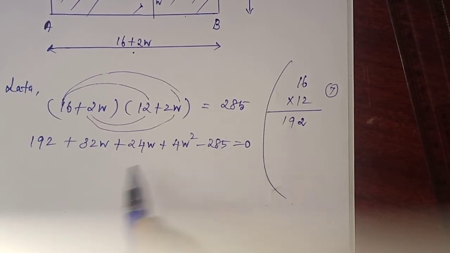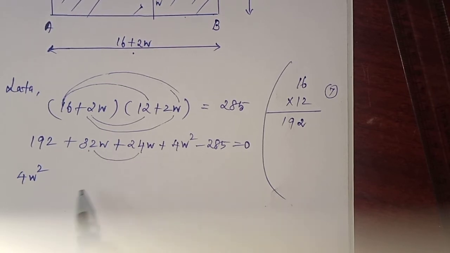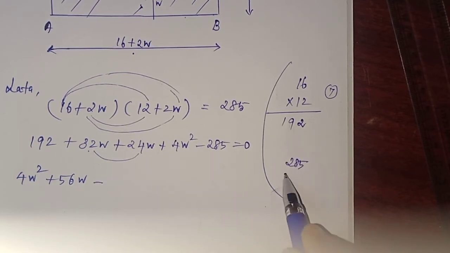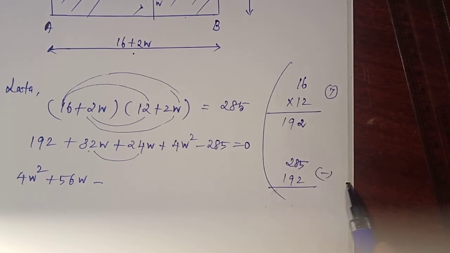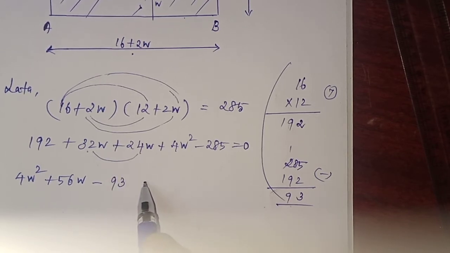So we have to arrange them in order. First write 4W square, 32W plus 24W together 56W, and 192 minus 285, subtraction, bigger number sign minus. I do the calculation here, 285 and 192. We subtract 5 minus 2, 3, 8 minus 9, you have to borrow here, 18 minus 9 is 9, it will be 1, correct, 1 minus 1, 0, so 93, minus 93 equals 0. Here 4 and 56, 93, nothing common to divide, so we can proceed.